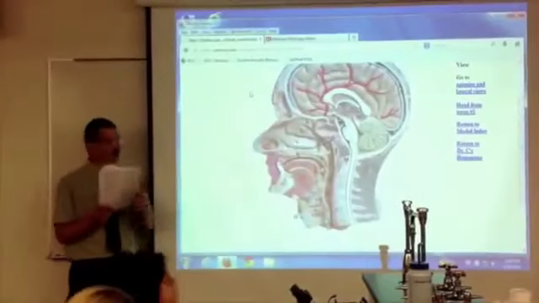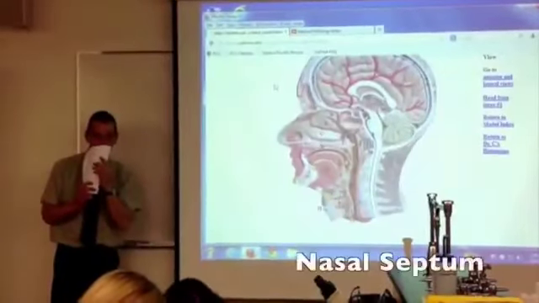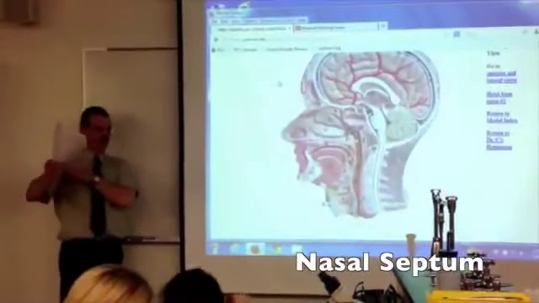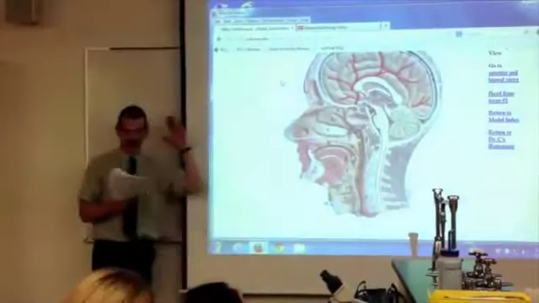Nasal septum, where is that on the picture? It's not on the picture. Very good. The nasal septum is not on the picture because that's what they cut you, right? That's the vertical line wall. So they took off the nasal septum when they cut you.